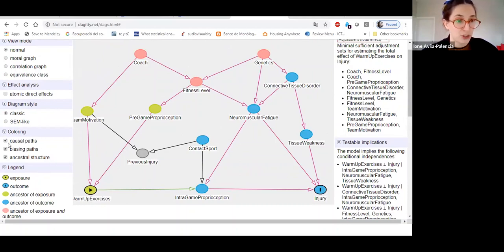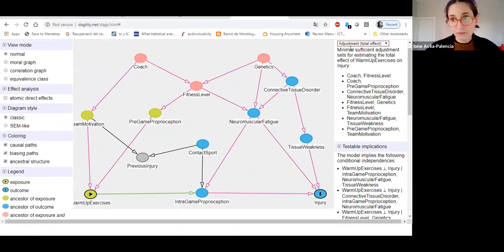So with this option, you can just take the colors of the path, but we recommend not to do that because the idea is to have the different colors and to be able to identify the different paths. So we recommend you to keep it as it is. Then we have two different diagram styles. We mainly use the classic one.